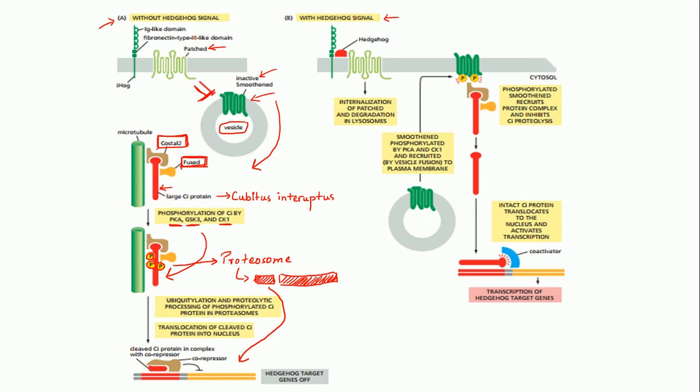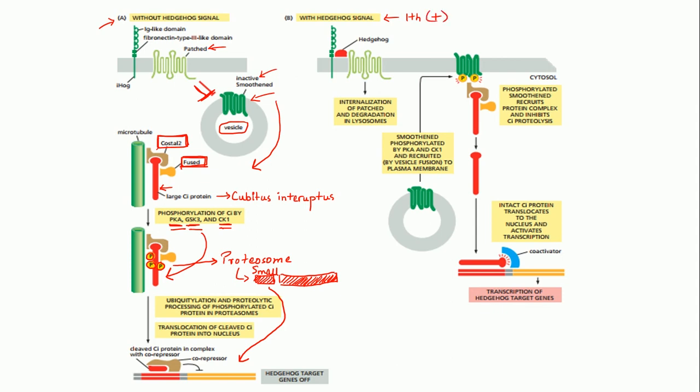So once again, the cubitus interruptus, once it is phosphorylated by PKA, GSK3 and CK1, is destined for proteasomal destruction through the process of ubiquitinylation. Now, once it goes to the proteasomal complex, it is destroyed and made into two different sized subunits. The small subunit, which is formed after the destruction, can move into the nucleus and act as a repressor, which represses or inhibits the genes from transcribing, which were supposed to be transcribed by the hedgehog signaling. So that is what is happening when the hedgehog signaling is absent. Now, when the hedgehog signal is present, what happens?